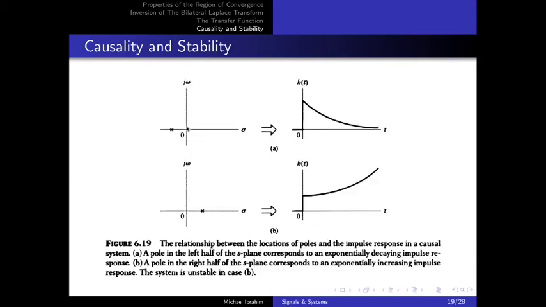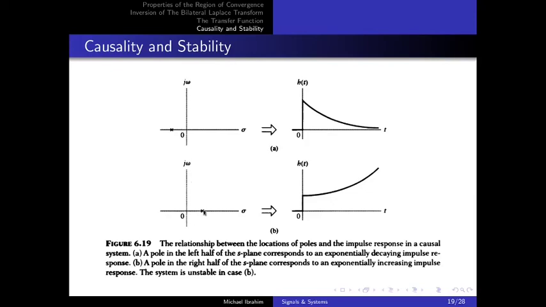So in this case, we have a pole located over here, let's say at -1. And if the ROC is looking to the right, if it's a right-sided ROC, then the j omega axis will be included in the ROC and this system would be stable and causal.